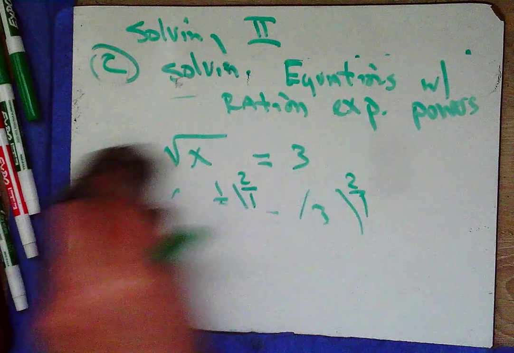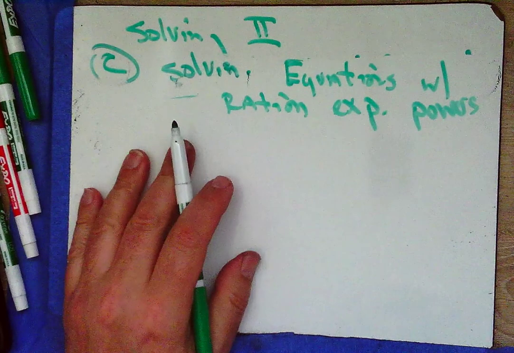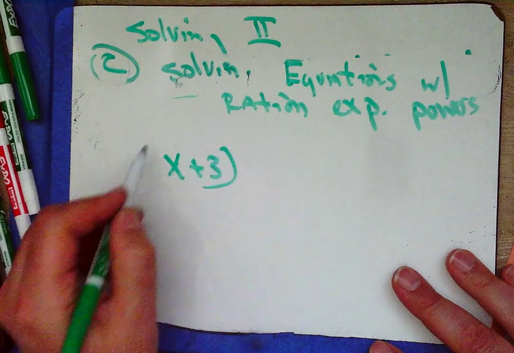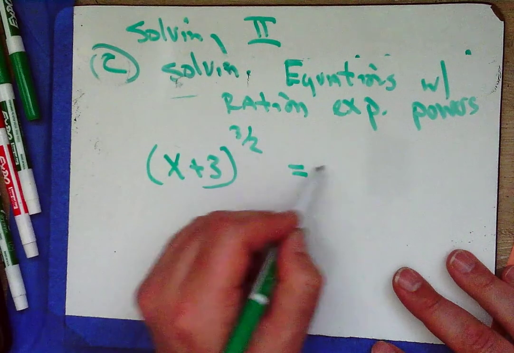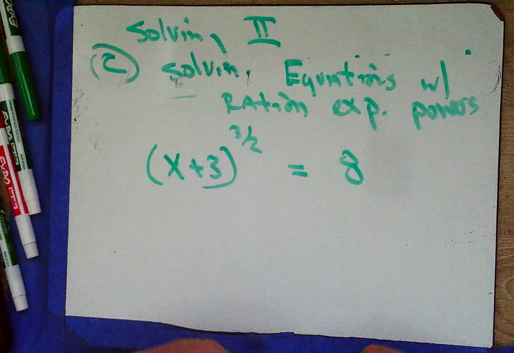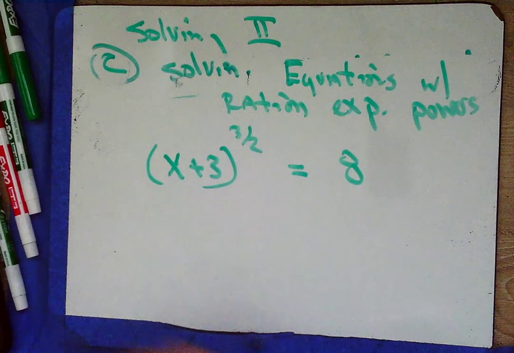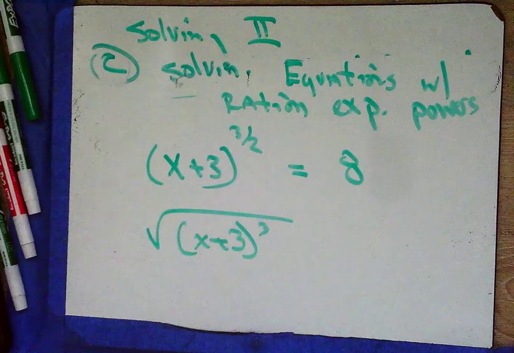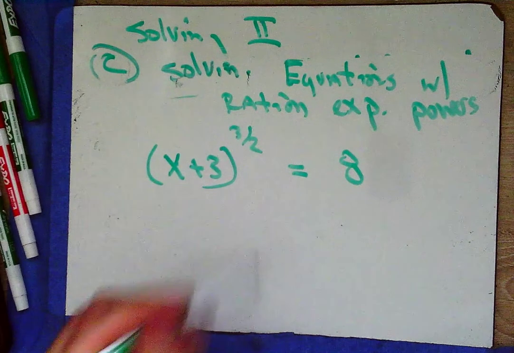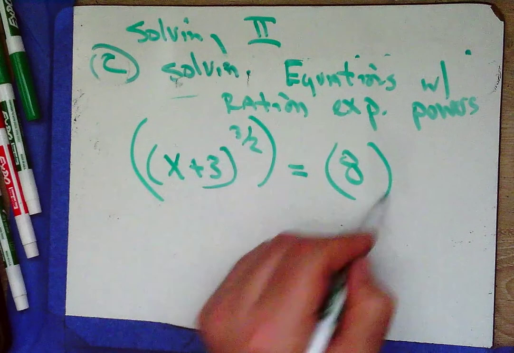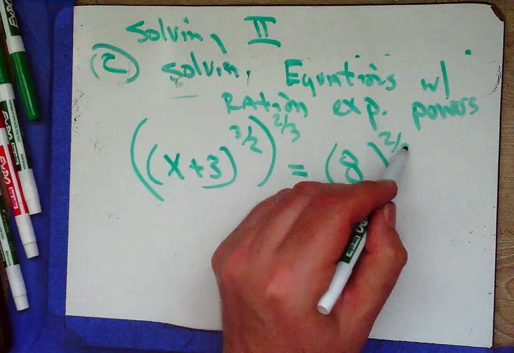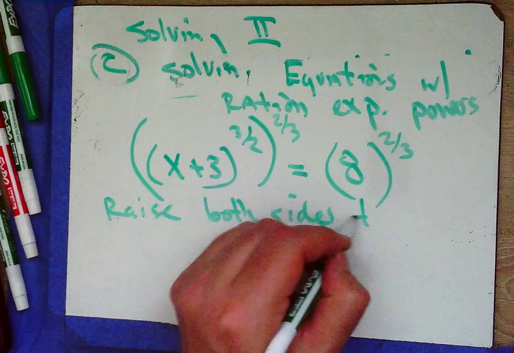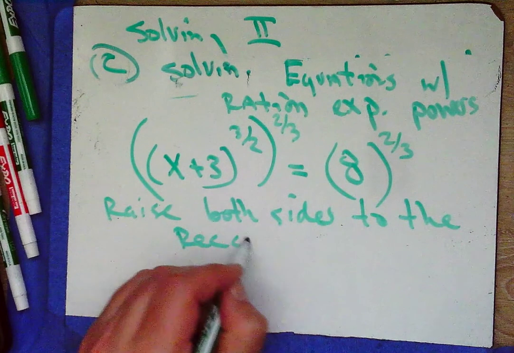All right? So we could think that instead of using radical symbols, we could use rational exponents, like this one. X plus 3 to the 3/2 equals 8. Now, I don't want to write this as a radical, right? It's going to be the square root of x plus 3 to the 3rd. Ew! I don't. I really just want to use this rational exponent. Okay, so what do I need to raise both sides to? To 2/3. Raise both sides to the reciprocal power.